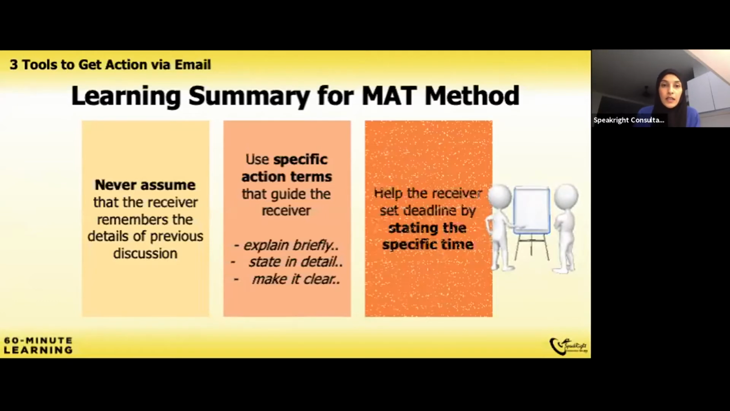All right, now the last one here is T, which is be time specific. Mention the specific deadline because it helps the receiver to set a deadline by stating the specific time that we want it to be accomplished. So that is the first tool to get response from the receiver. So when we send email and we use this technique, most likely we're going to get the response that we want to hear from the receiver.